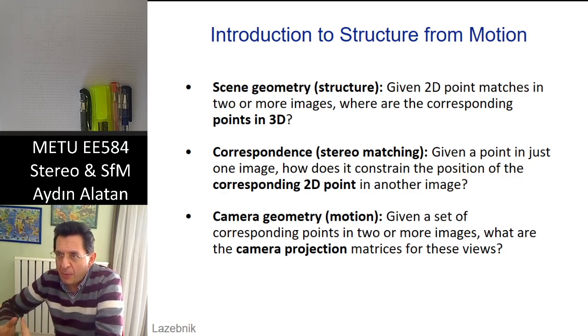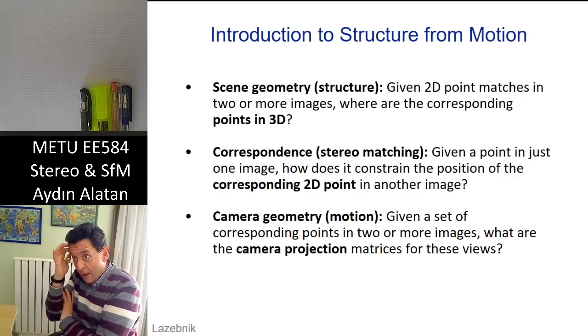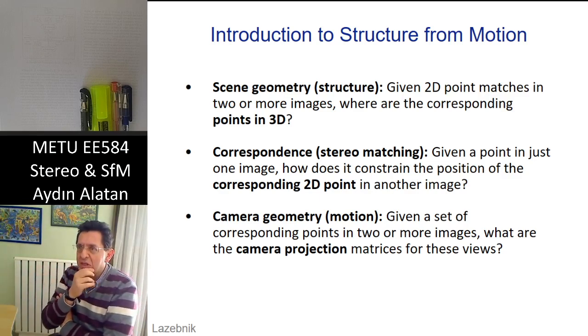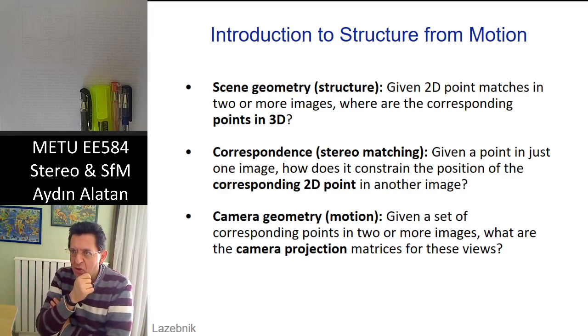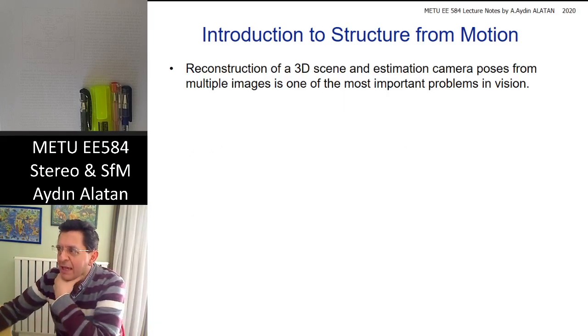Therefore, we call it camera projection matrices, as you remember. Those camera projection matrices depend on the orientations of the coordinate systems between cameras. Okay, these are the fundamental questions. The second question we will not consider that much, but the first one and the third one I'm going to talk about a lot. Okay, now once again, reconstruction of the 3D scene and estimation of the camera poses from multiple images is one of the most important problems in vision, but also very useful for any practical engineering problem.